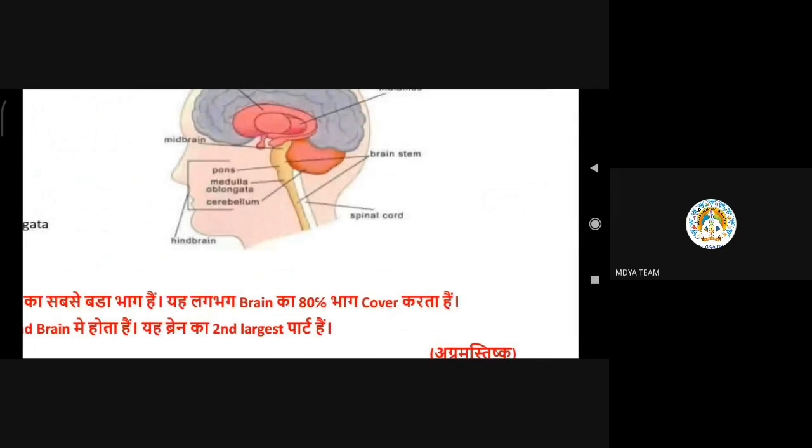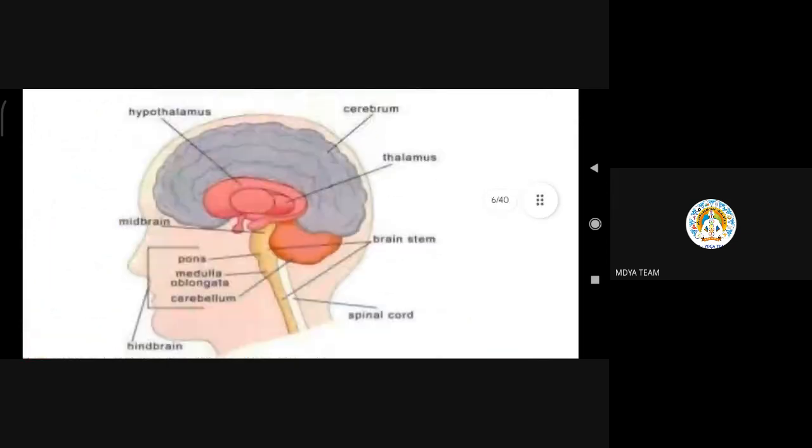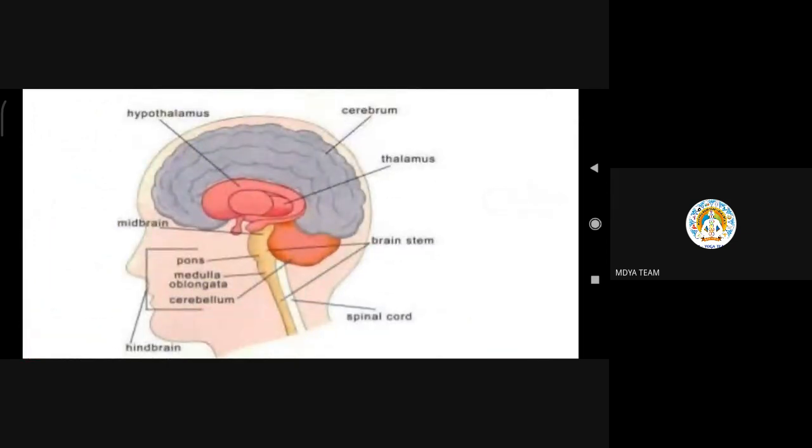You can see here in the picture, below this gray matter, a reddish orange projection is there, that is cerebellum. So cerebellum has characteristics similar to cerebrum. So it is also known as the small brain.